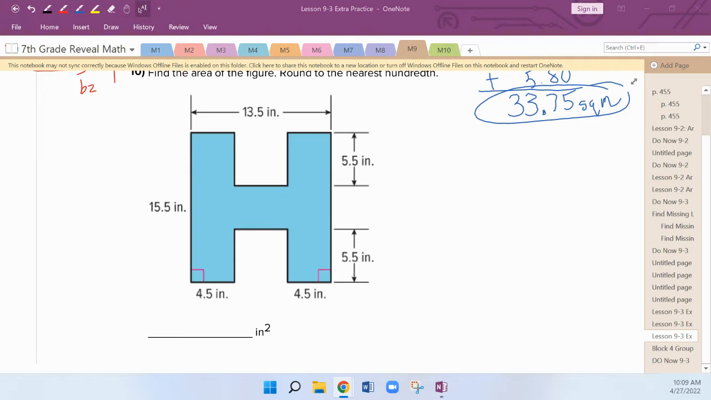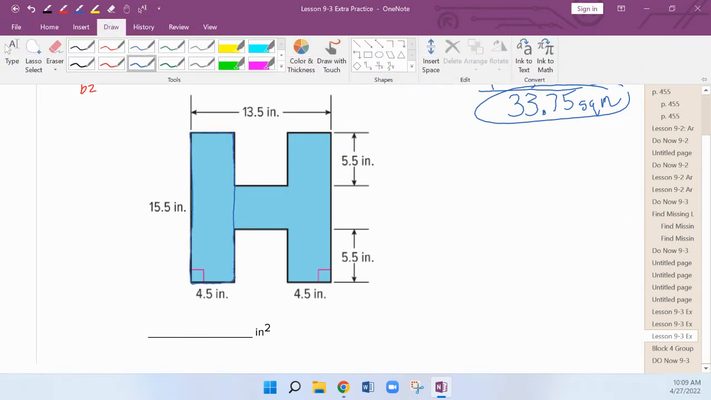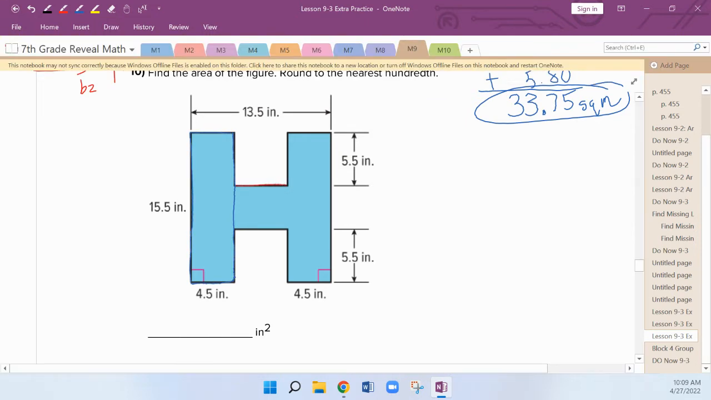So let's try it. Now you can break it up in a lot of different ways, but I'm going to do it this way. All right, I am going to cut off a rectangle over here. I'm going to also recognize there's a rectangle here. And then finally, I'm going to see a rectangle over here. I say fewer shapes the better, so 3 shapes looks good to me.